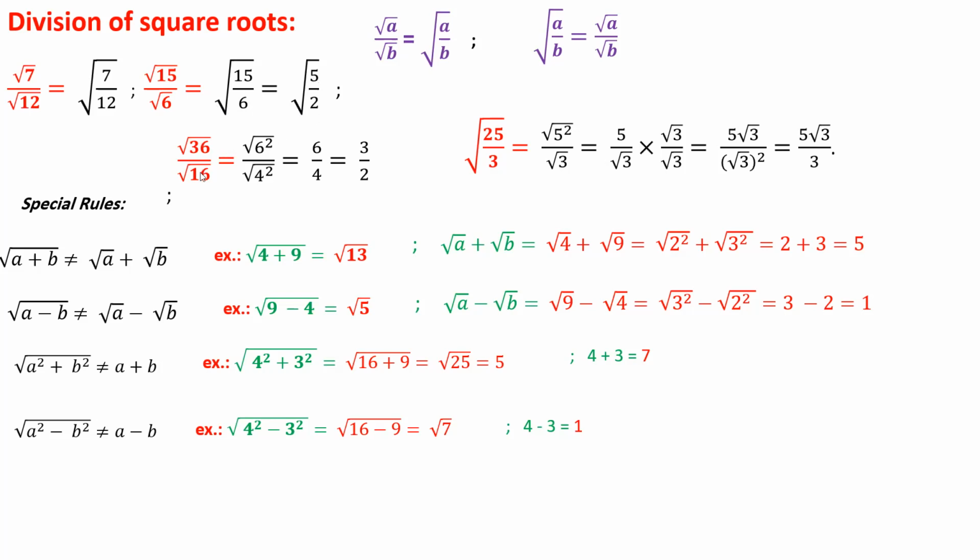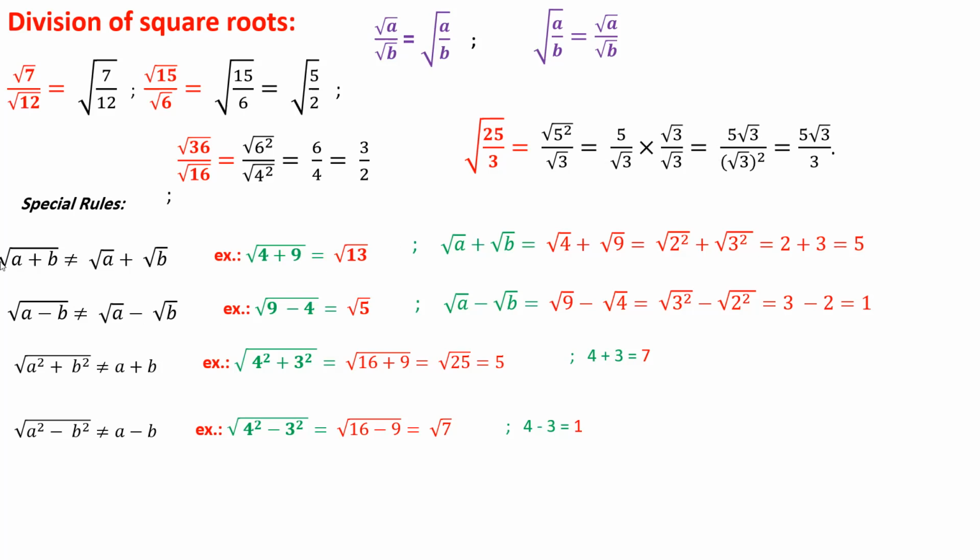Radical 36 over radical 16, I write 36 as a perfect square and 16 as a perfect square. So 6, the square cancels the radical, I get 6, and the square cancels the radical, I get 4. I reduce my fraction by 2, I get 3 over 2. Also, this is another example for you here.